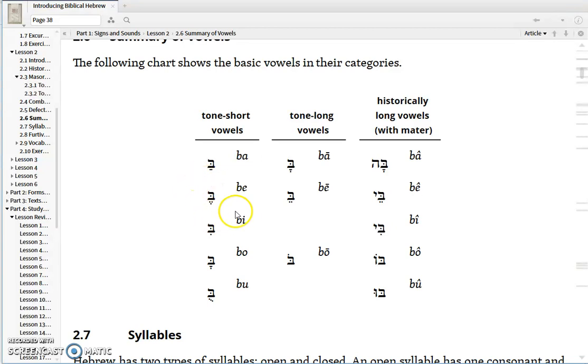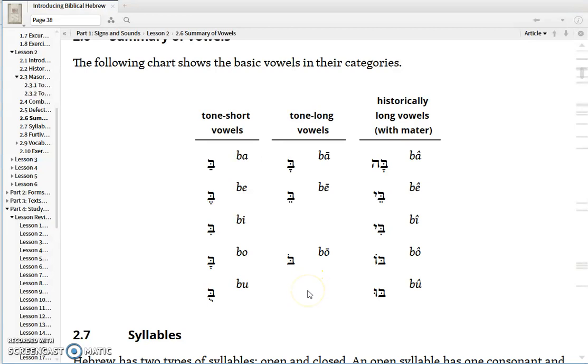If you have a segol, then the vowel would be an E, just a regular looking E. If you have a hirik, that would be a regular I, pronounced E. And so with the bet, it would be pronounced B. With the kamatz hatuf, it would be a short O, which would be bo. And then with the three dots, the kibbutz, it would be a boo, and on down the list.